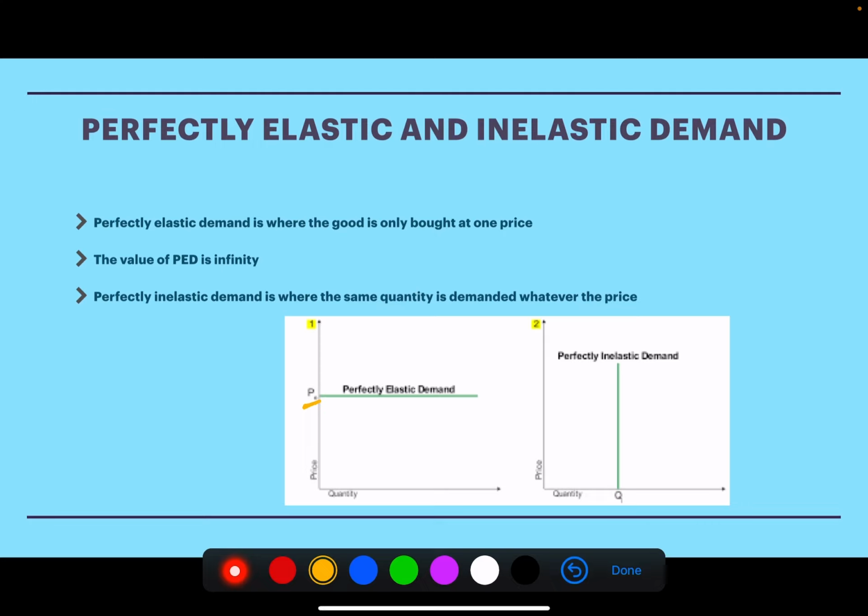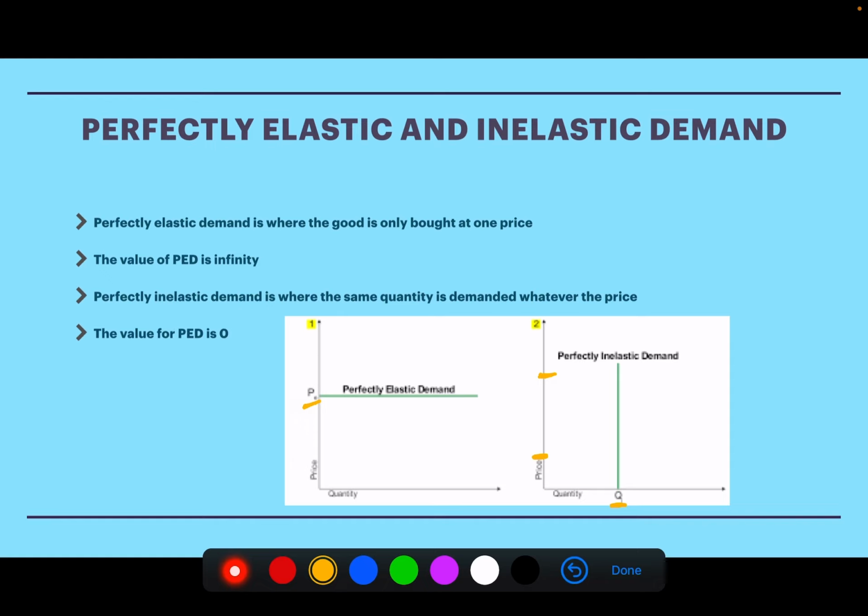Perfectly inelastic demand means that if the quantity is Q1 there, then that quantity is demanded whatever the price. So the price could be here, and that's going to be the quantity. The price could go up, and it's still going to be the same quantity. So the amount that we demand is going to be the same whatever the price.